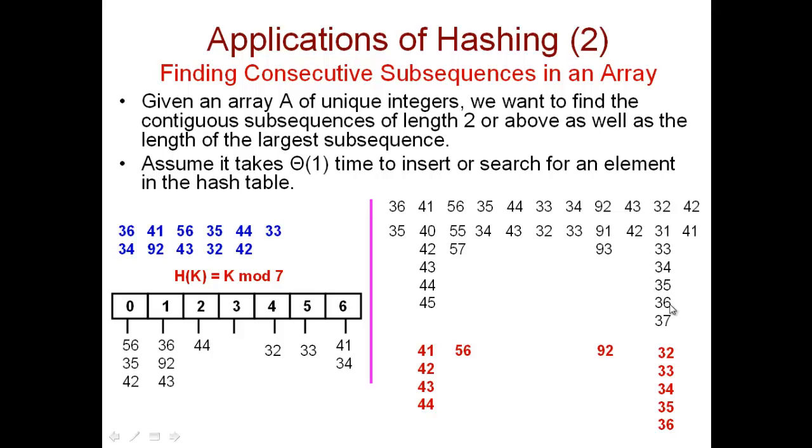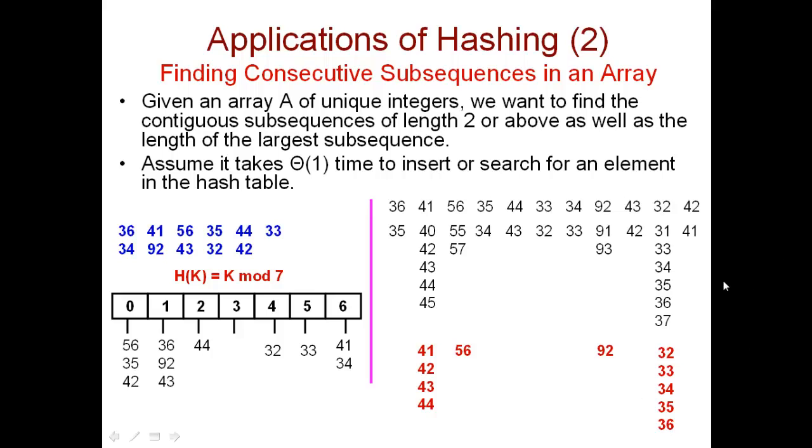And we can say 32 to 36 is a subsequence, and that's of length 5, greater than what we have found so far, which is 4. So that's how you update the length of the longest subsequence.